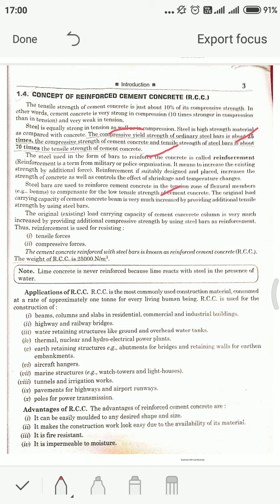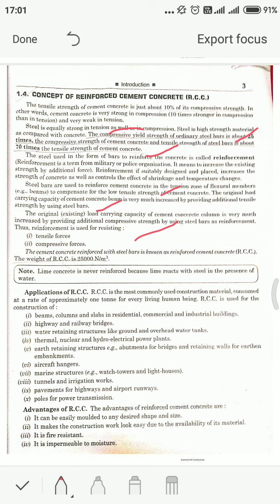flexure members to compensate for the low tensile strength. The original load carrying capacity of the cement concrete beam is very much increased by providing additional tensile strength using steel bars. The original load carrying capacity of the cement concrete column is very much increased by providing additional compressive strength by using steel bars as a reinforcement.